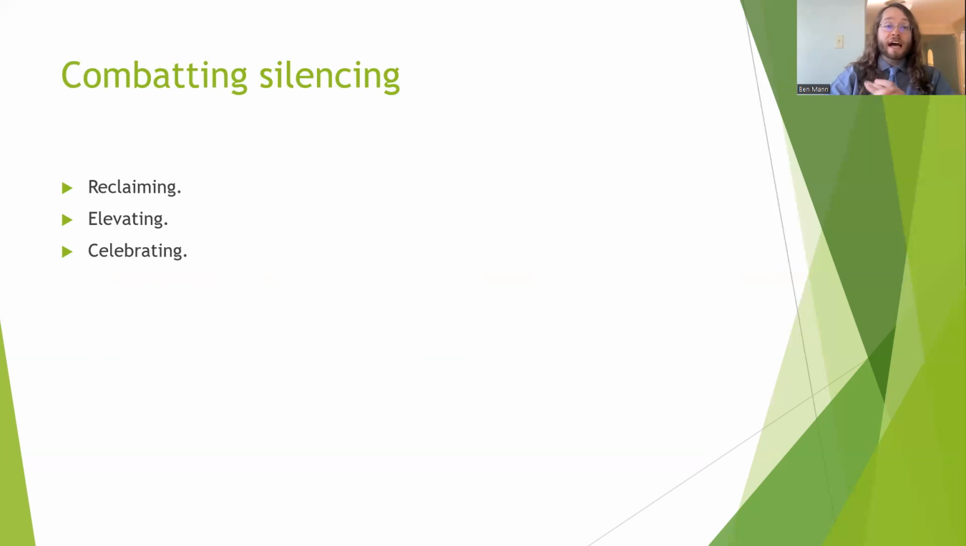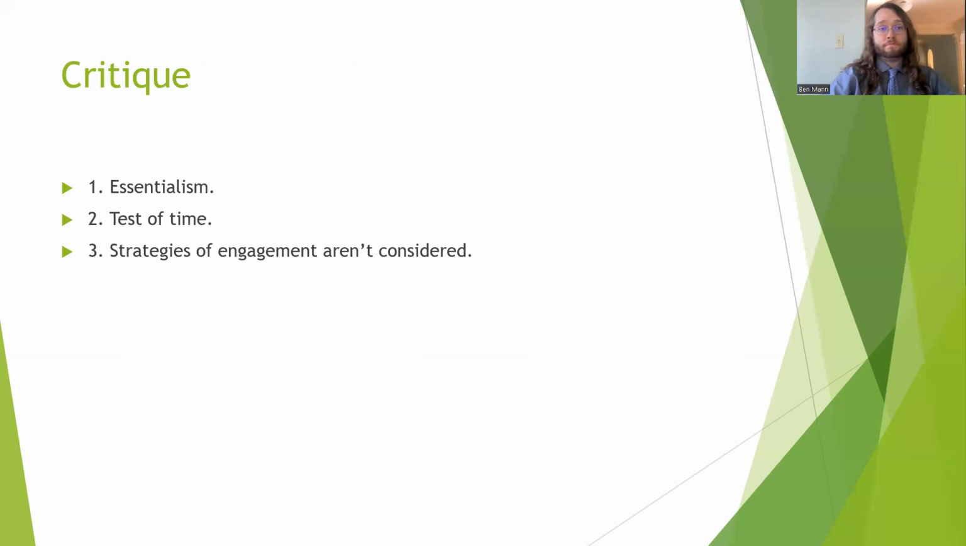And this theory also suggests that there's ways to combat silencing. One of them is to reclaim or use the language or insults in a more positive way. For example, the word queer was previously used as an insult to target members of the LGBTQ+ community, but has been reclaimed by members of that community in a more positive way. Elevating might involve supporting and affirming the perspectives of other people, lifting everybody up. And then celebrating involves recognizing and supporting diversity and difference, including diversity in terms of gender in participation.